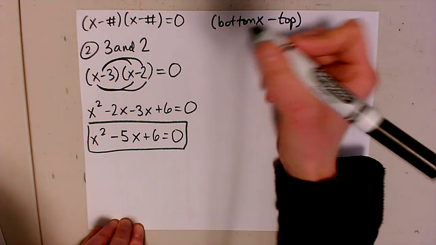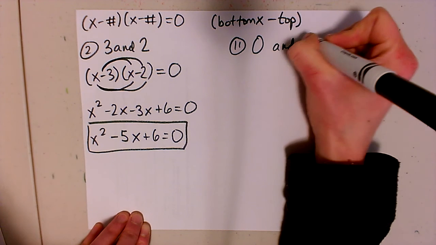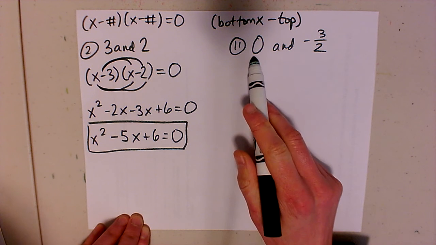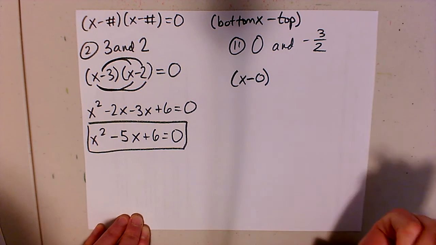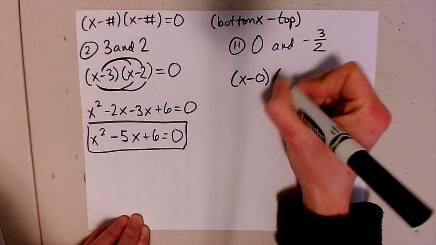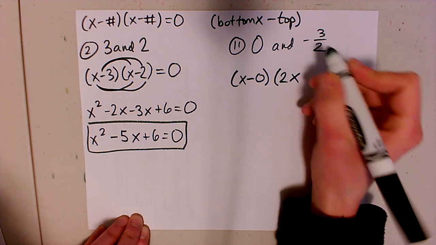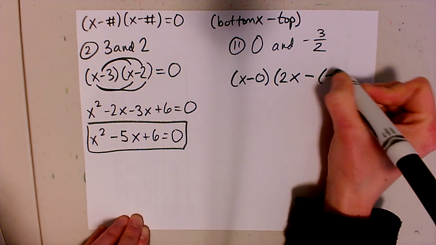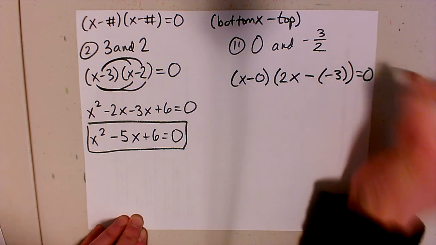Let's go to number 11. We skipped over that one earlier. So for 11, we have 0 and negative 3 over 2. Okay? So, well, the 0, you can just think about that as x minus 0, and then we'll simplify that later to just an x. And then this negative 3 over 2, that's the same thing as bottom x minus top. So our bottom, our denominator, that's a 2, so we'll have 2x, and then minus the top, well, minus, and this is already negative, so we're going to have to throw that extra negative in, a negative 3. So, and this whole thing equals 0.